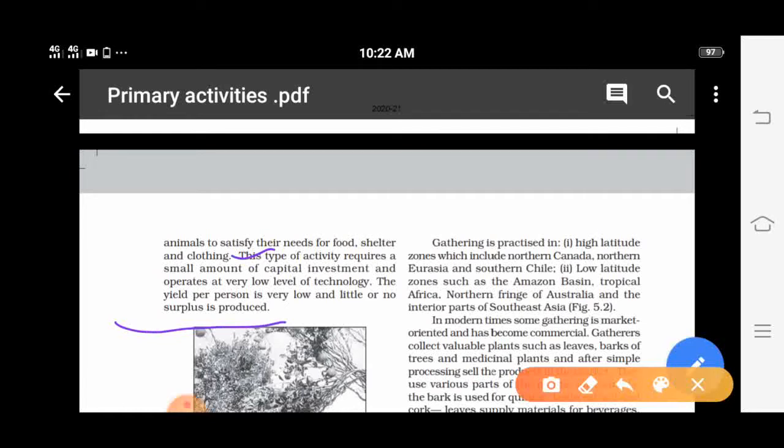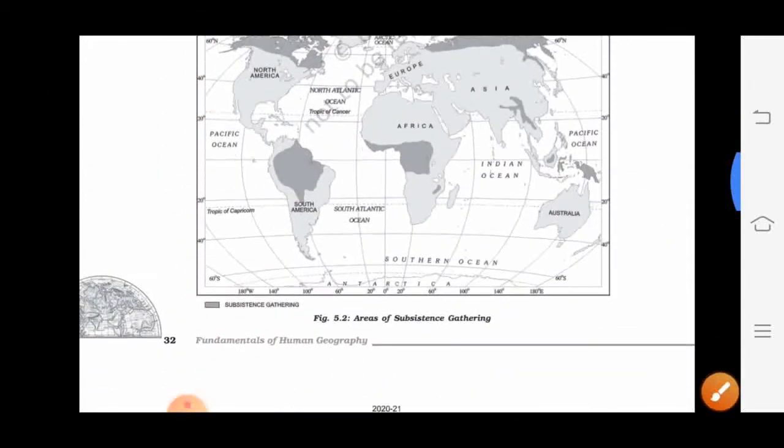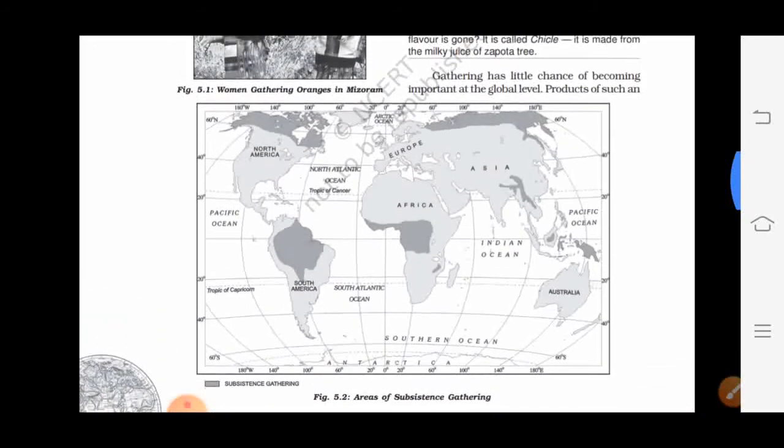Now let us see where gathering is still practiced today. In fact, hunting and gathering are practiced till today.